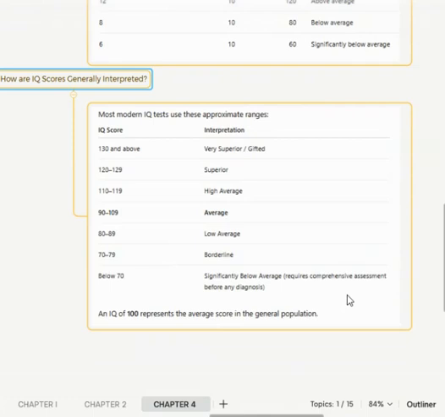Above doesn't matter, and below doesn't matter. So it's very important too. 130 and above is very superior. 100 to 129 is superior. 100 to 119 is high average. Below 70, that's a problem.